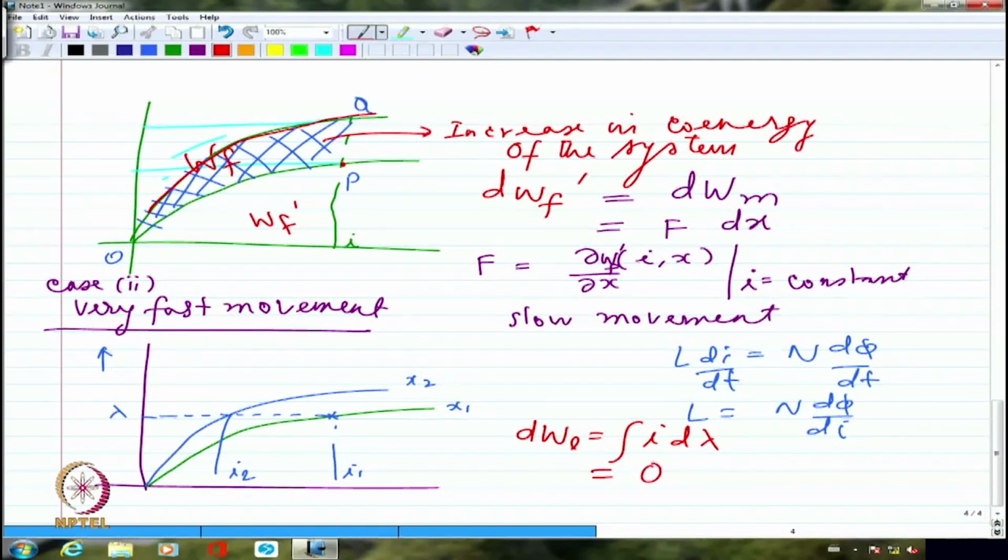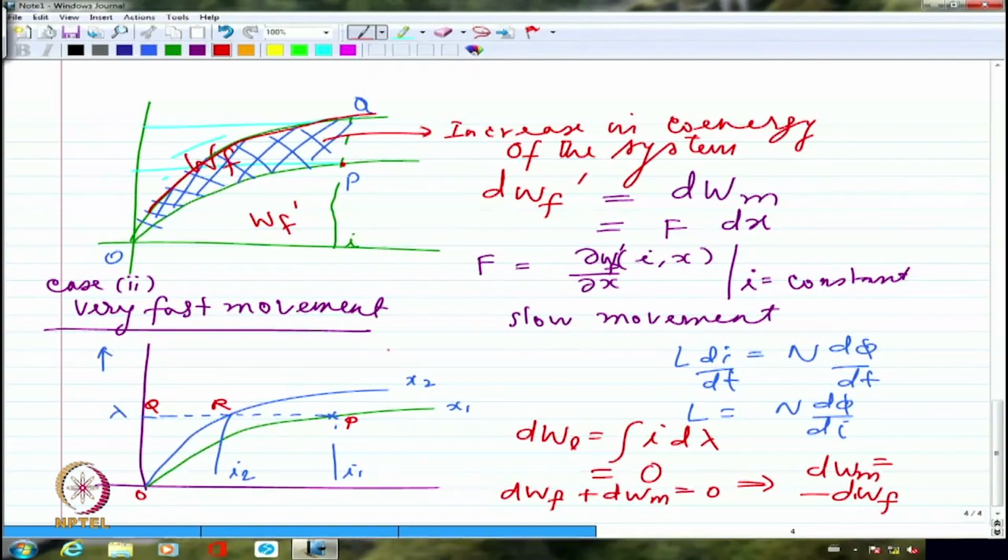So I have now two quantities only. One is dWf, the other one is dWm. They are equal to 0, which means I am going to have dWm equal to minus dWf. Are we having a reduction in the field energy? Yes, very clearly, right? Originally our field energy was OPQ. Now I am going to have maybe ORQ.